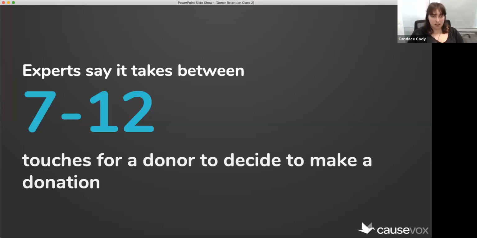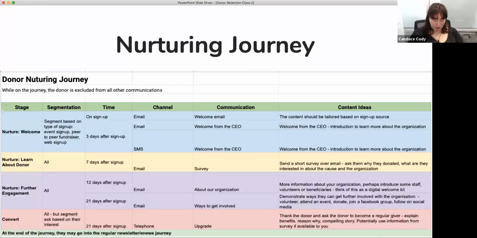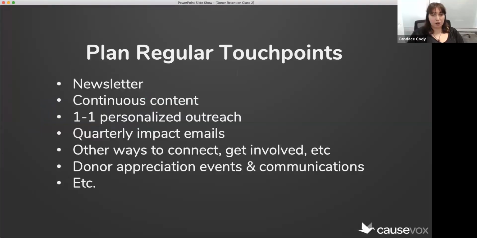So keep in mind that it is between 7 and 12 times that you're going to need to make a touch with a donor to get them to make another donation. And so what you want to do with your overarching nurturing plan is to just plan regular touch points. You may already have a newsletter that goes out monthly. If you don't, you'll probably want to get one in place.